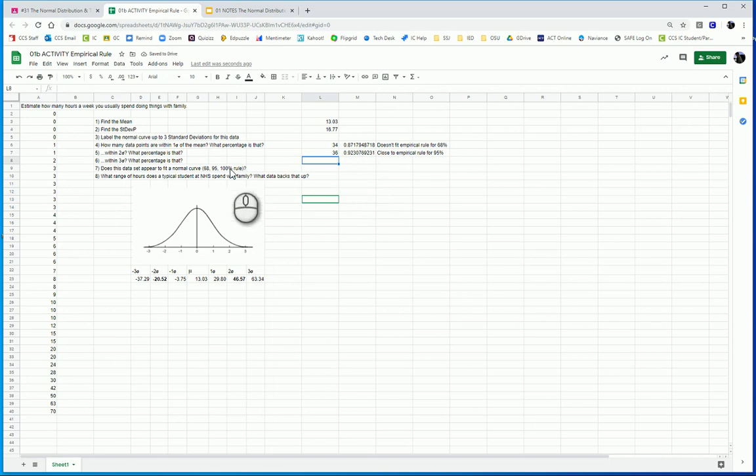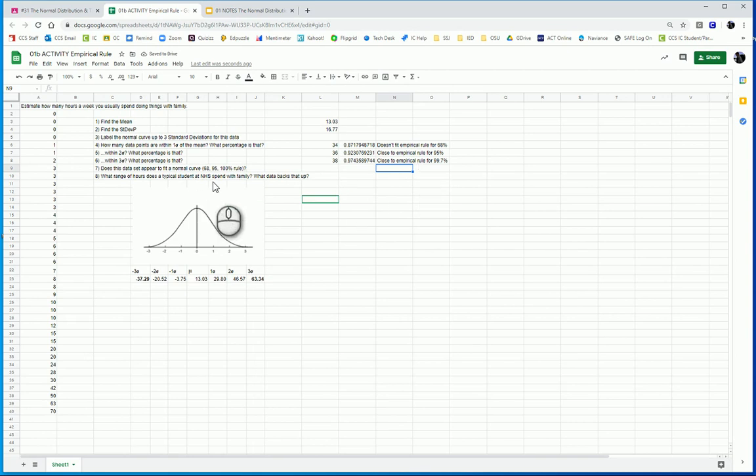All right, and let's look at within 3 standard deviations. So that would be from negative 37 to 63.34. And that pretty much gets us everything except for the last one. So that's 38 divided by 39. So 97%, that's also close to the empirical rule for 99.7%. Okay. Again, closer than the first one.